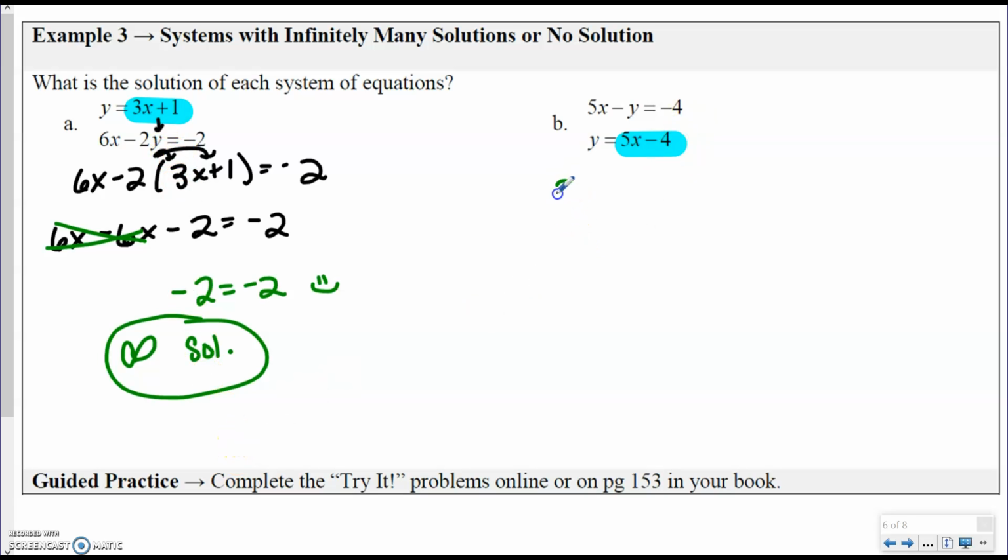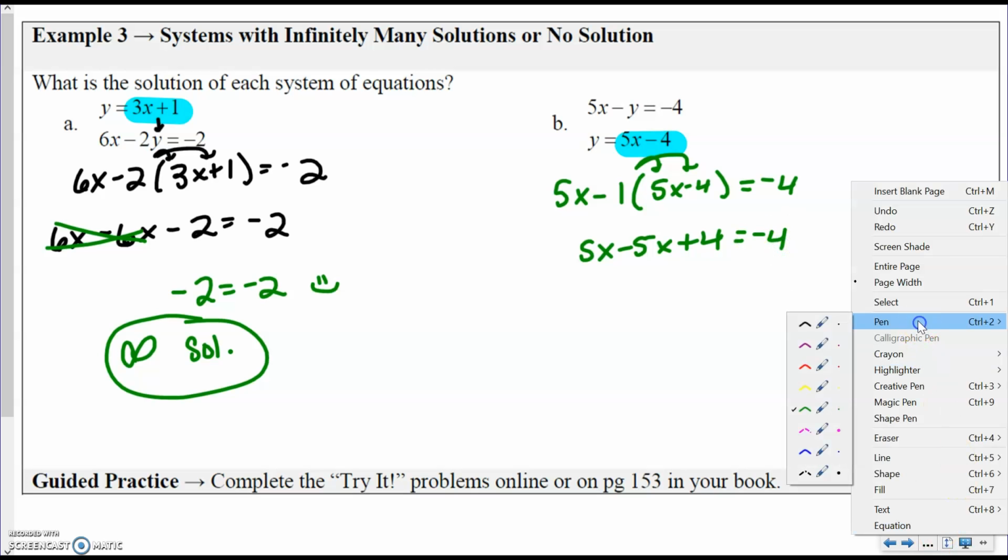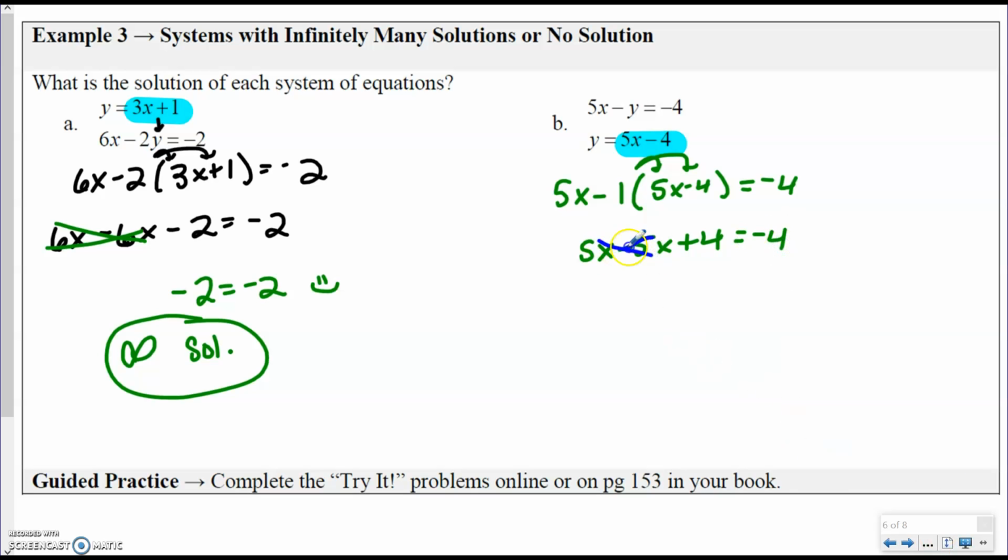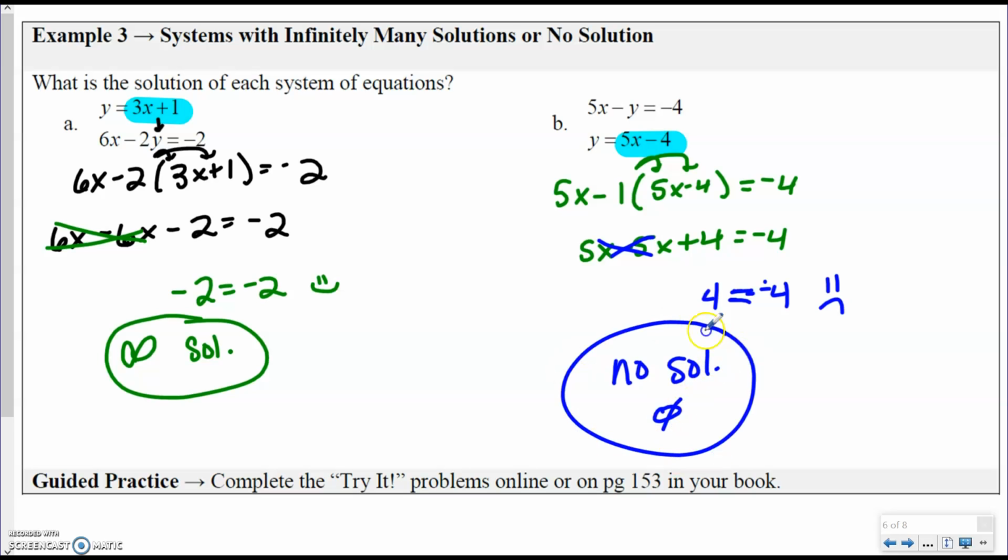For this next one, when I substitute, this is really like a negative 1 out front, so keep that in mind. I'm going to distribute. I get 5x minus 5x plus 4 equals negative 4. And when I combine my like terms, this time they cancel, but I get 4 equals negative 4. Okay, that one doesn't make me as happy because 4 and negative 4 aren't the same. I'd rather have $4 in my pocket than owe somebody $4. This is a no solution problem or an empty set.